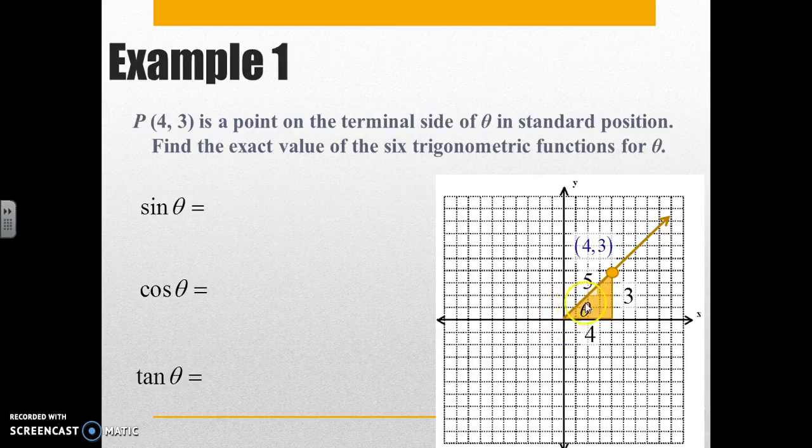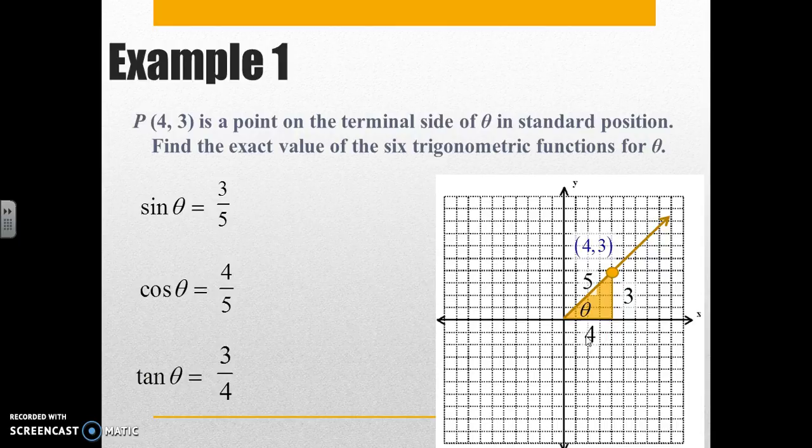Well, if it's sine, it's going to be the opposite side, 3, over the hypotenuse, which is 5. So we have 3 over 5. Cosine, adjacent over the hypotenuse, so 4 over 5. And then our tangent will be our opposite, 3, over our adjacent, 4. So we get 3 over 4.